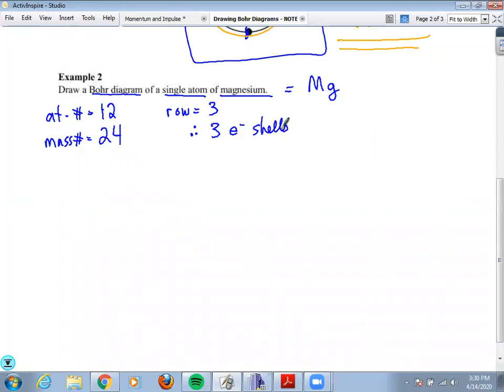Now, back to here, we need the subatomic particles. We need the number of protons, the number of electrons, and the number of neutrons. Remember, the protons and electrons are equal to each other in a neutral atom, and equal to the atomic number. So 12 protons, 12 electrons. Neutrons is equal to the mass number, 24 minus 12, which means there are 12 neutrons in the nucleus.